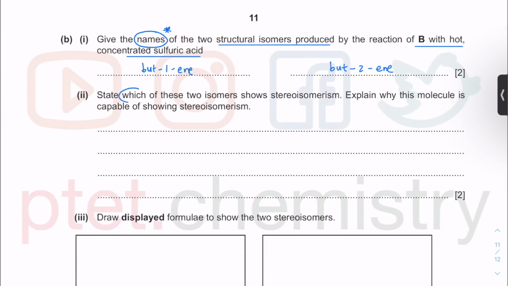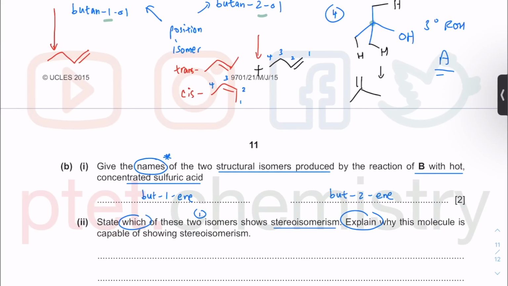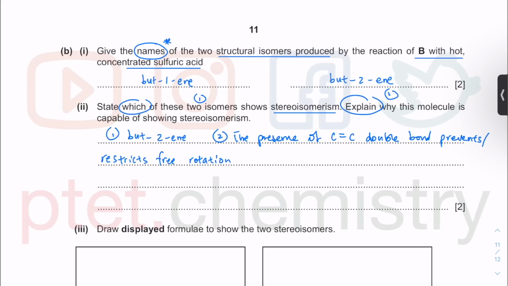Now state which of these isomers show stereoisomerism, and then explain why. Okay, so it's going to be this isomer, which is but-2-ene. I already identified that, so that is just the first bit. Now explain why they show this particular stereoisomerism, cis and trans. The presence of the carbon-carbon double bond restricts free rotation about that carbon.